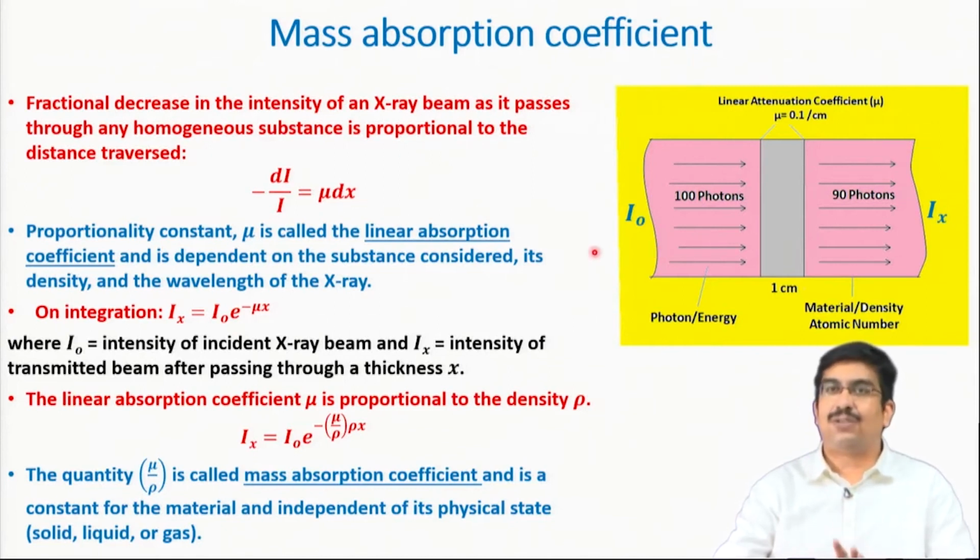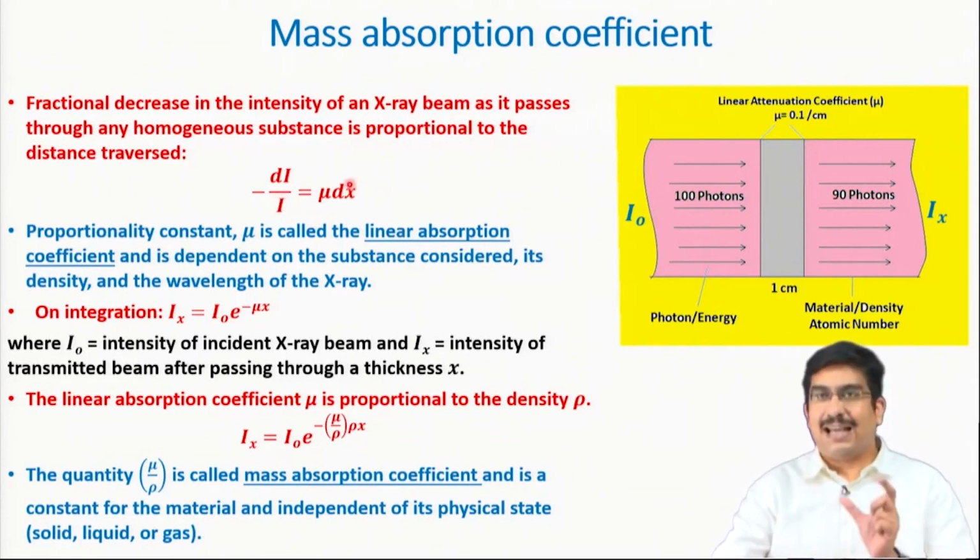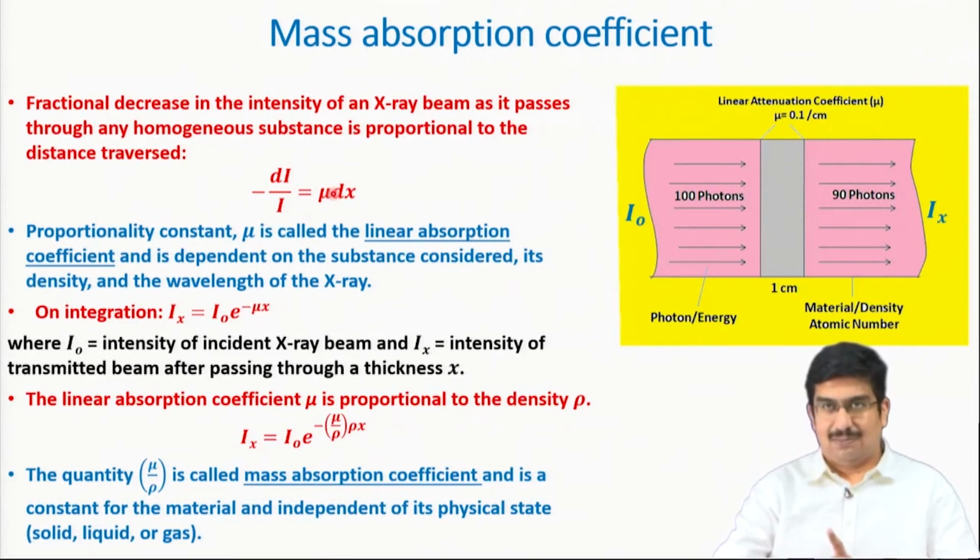So, this dI of course is 10, I, the incident X-ray intensity, is 100 here, and dx, the thickness, is 1 centimeter. So, this finally makes mu, the linear absorption coefficient, 0.1 per centimeter. So, the unit of mu is basically centimeter inverse.